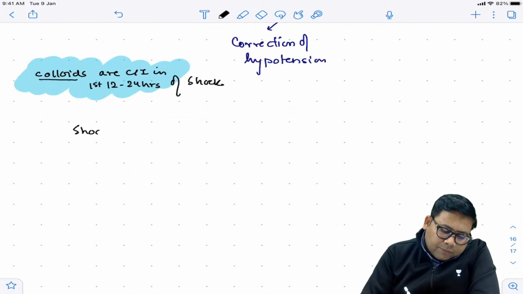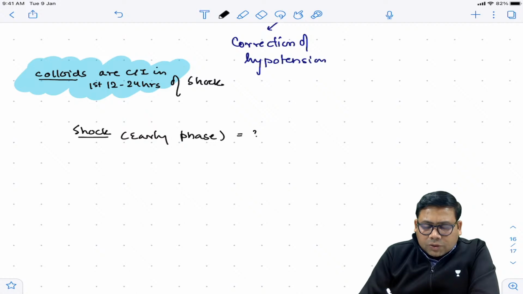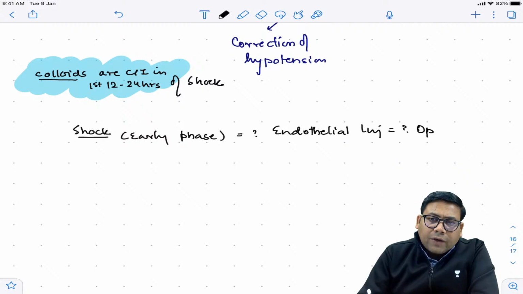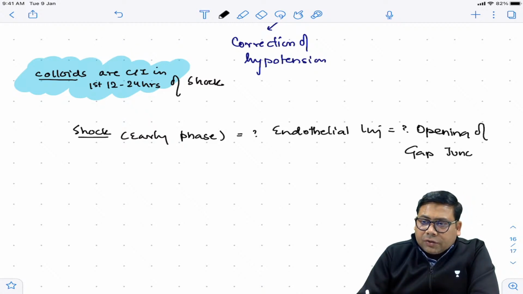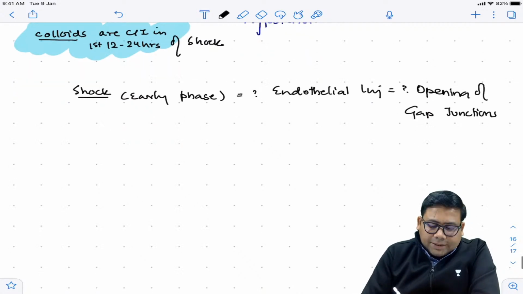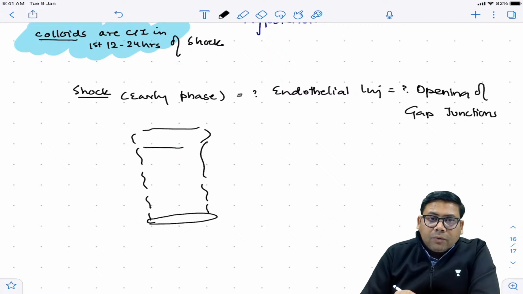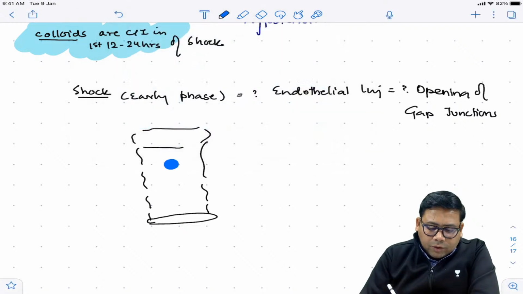Do you know shock in the early stage or in the early phase? What is the early phase? The first 12 to 24 hours. This is associated with endothelial injury, and because of this endothelial injury, there is resultant opening of gap junctions, or the leak junctions. Now try to understand a patient of shock, and just see, this is how the blood vessel is, and you came around the patient and you gave those magic molecules to this patient.